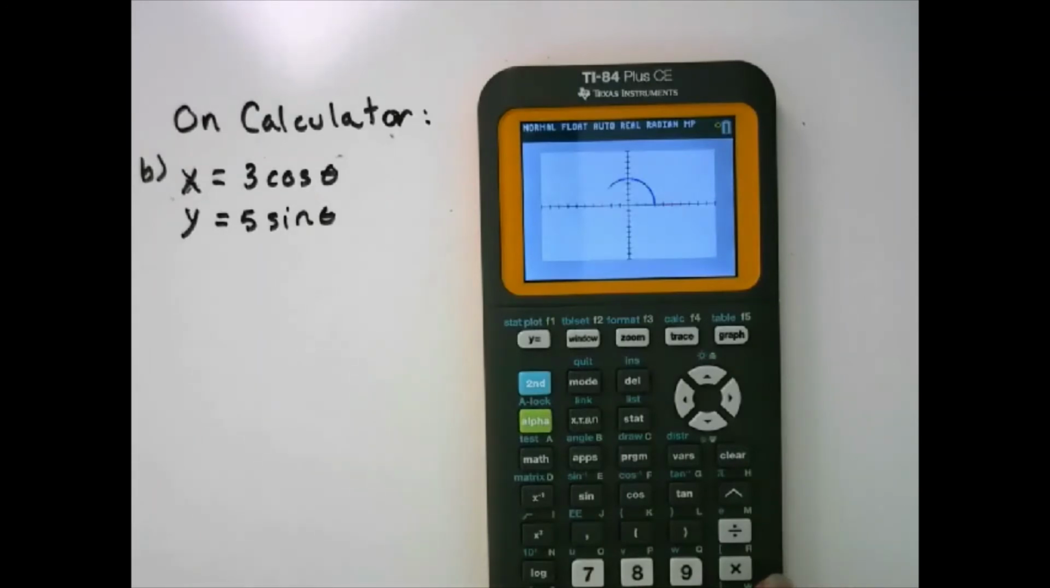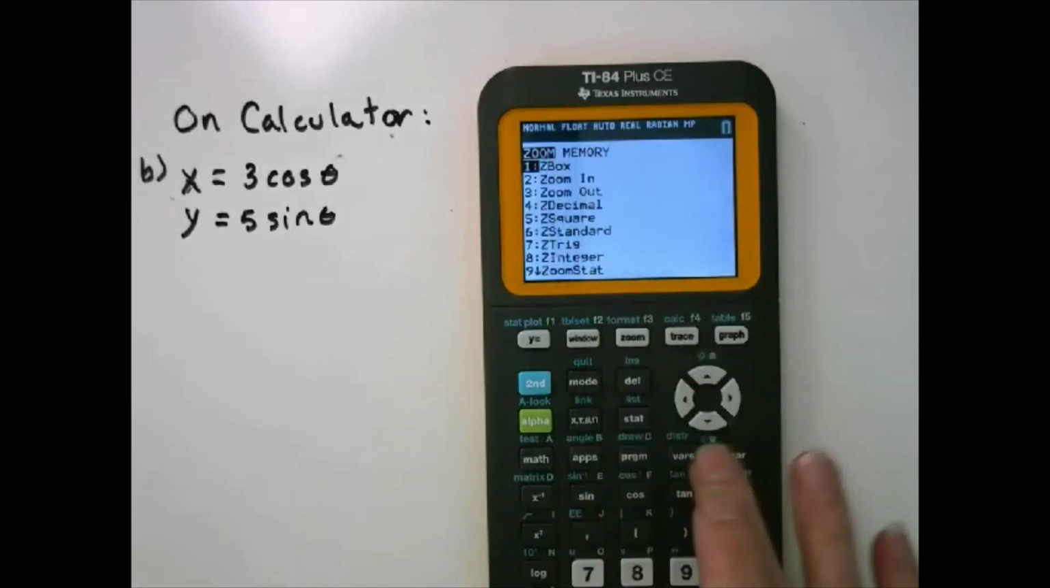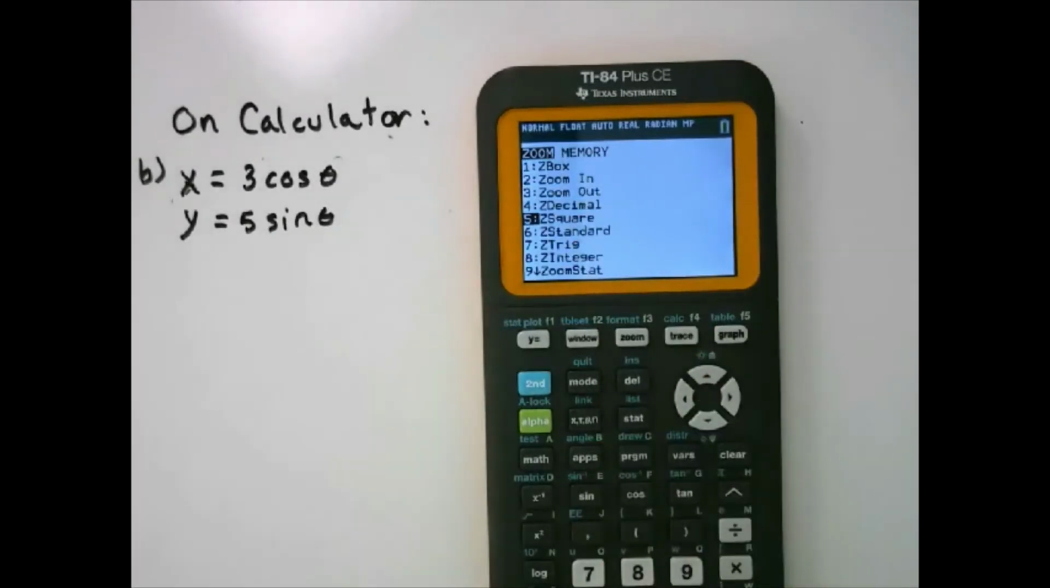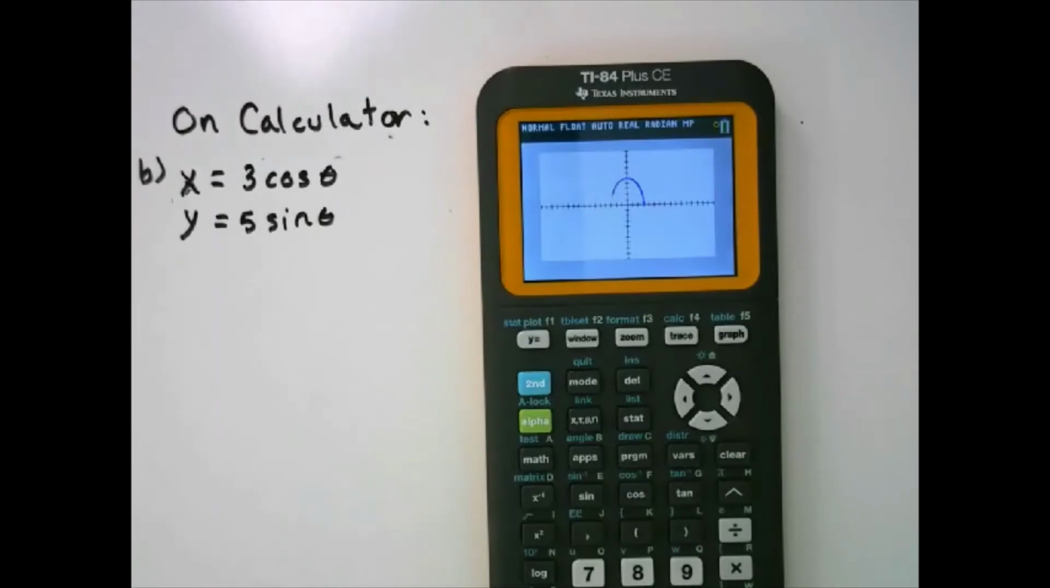So I made a small t, so it's graphing pretty slow. Now it kind of looks like a circle. But if I do a zoom square, it'll adjust the aspect ratio so that it'll actually look like what it's supposed to look like. And there's our ellipse.